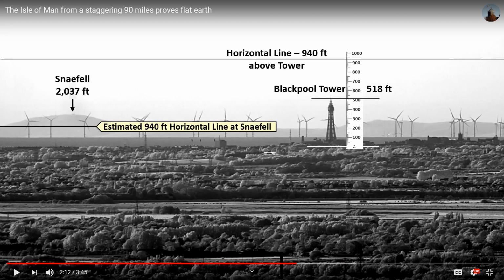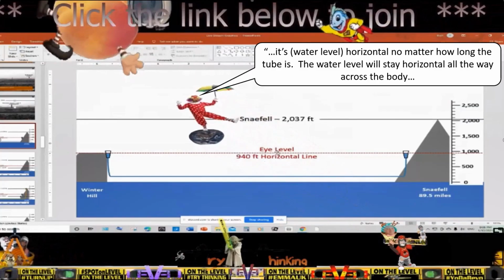Now Bev is going to start obfuscating, but I'm going to remind him that according to his model, that 940-foot horizontal line should also intersect Snaefell at 940 feet. That would be approximately right here, and that would be if we actually saw all of Snaefell, which of course we don't. Now the funny thing is that Bev is actually saying this as I bring up this graphic.